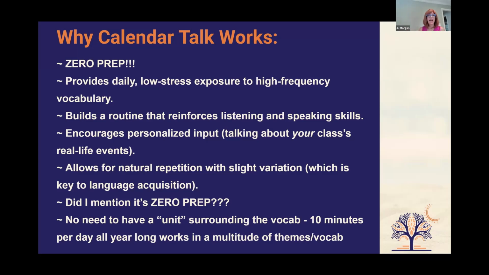And you don't have to have a unit that surrounds the vocabulary. You don't have to have a unit about numbers. You don't have to have a unit about hobbies, because if you're doing this frequently over time, you're going to work all of that in there. You can talk about foods this way. You don't have to have a unit about food.